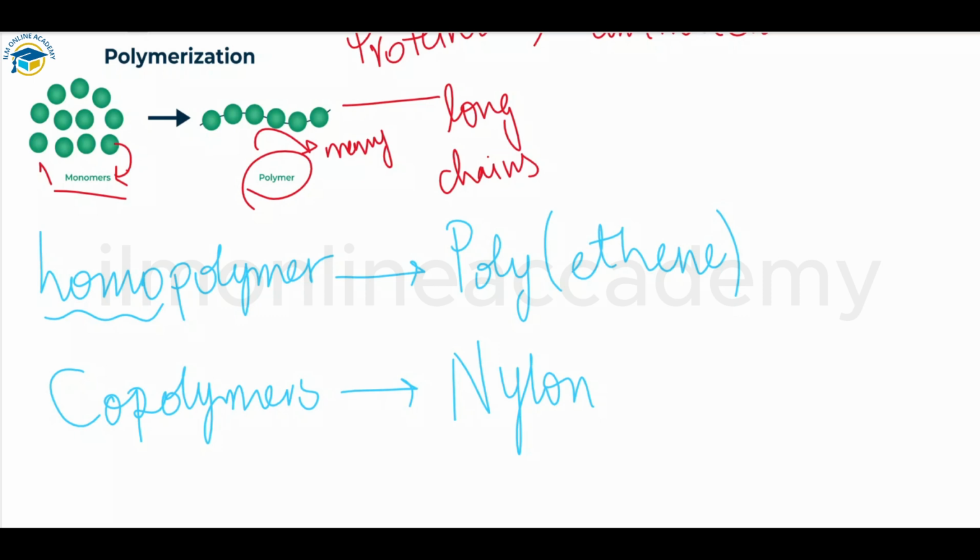So this is how we have different types of polymers, and we have talked about monomers and polymerization. Next, we will talk about the reactions that happen in polymers. The first type is addition polymerization, and the second is condensation polymerization.